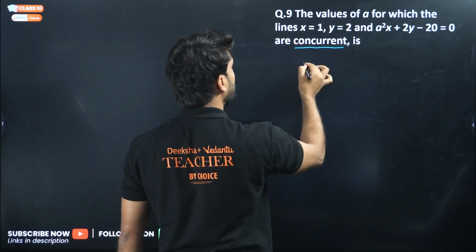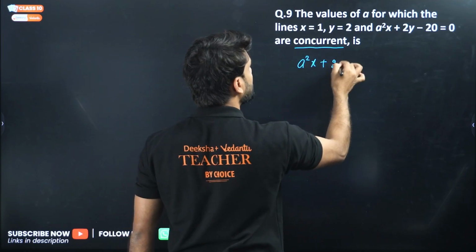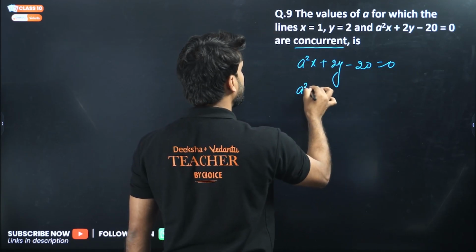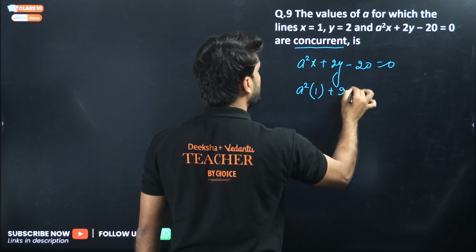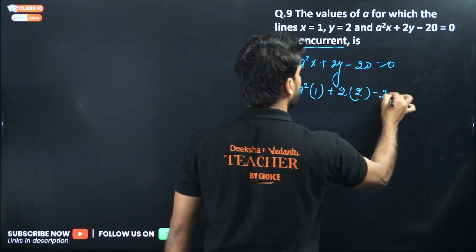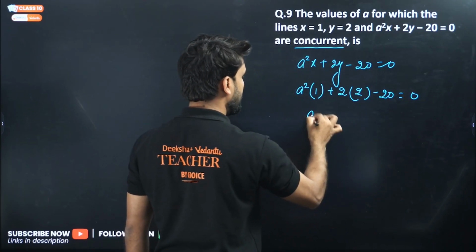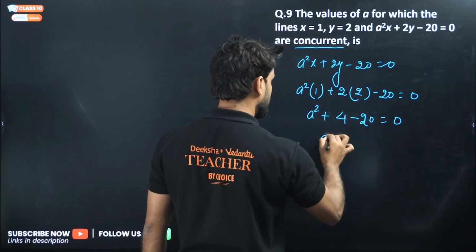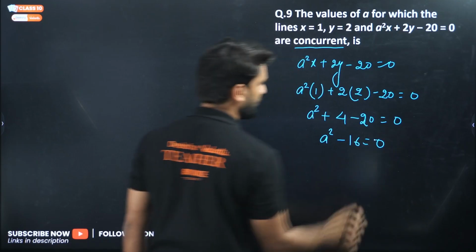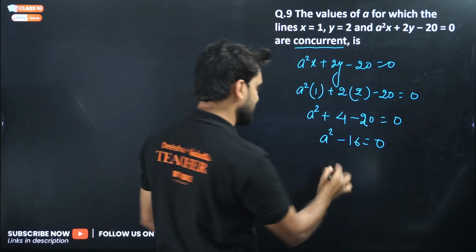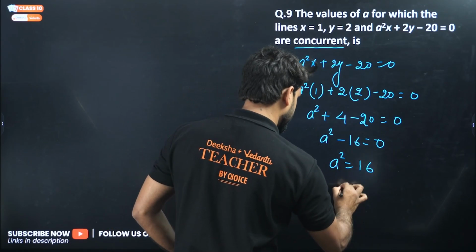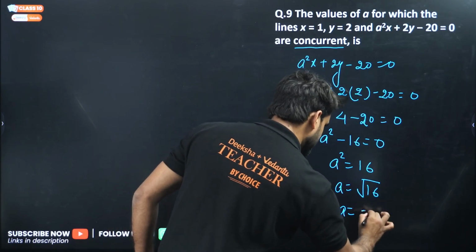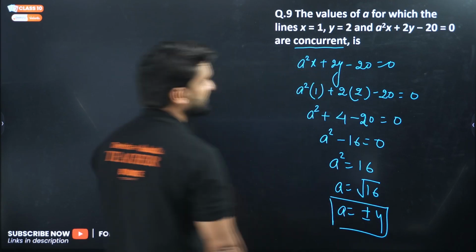Simple. So let's solve. a square x plus 2y minus 20 equals 0. So can we put the values of x? a square into 1 plus 2 into y, which is 2, minus 20 equals 0. So this will be a square plus 4 minus 20 equals 0. So this is a square minus 16 equals 0. Basic calculation, nothing challenging. So a square equals positive 16. So a can be written as under root 16, and you all know under root 16 is plus minus 4. This is the answer.